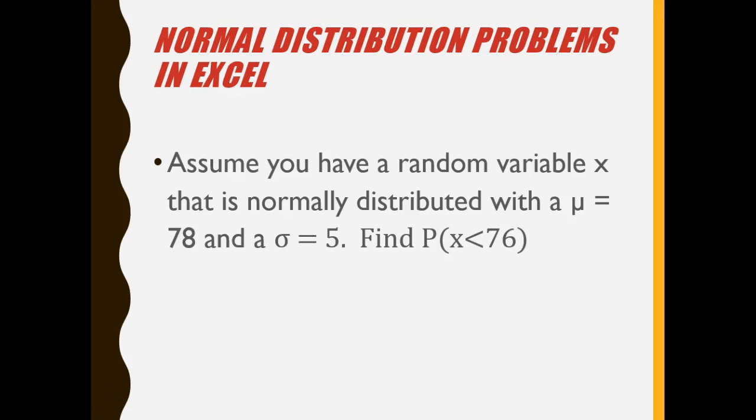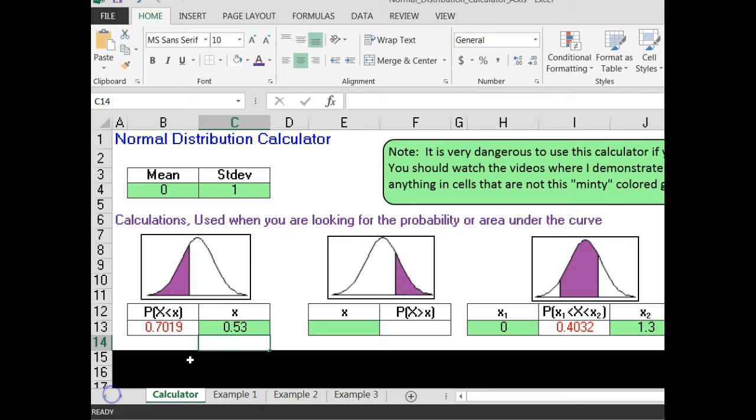Okay, let's look at another problem. Assume you have a random variable x that is normally distributed with a mean of 78 and a standard deviation of 5. Find the probability that x is less than 76. Okay, let's change our values. A mean of 78, a standard deviation of 5.